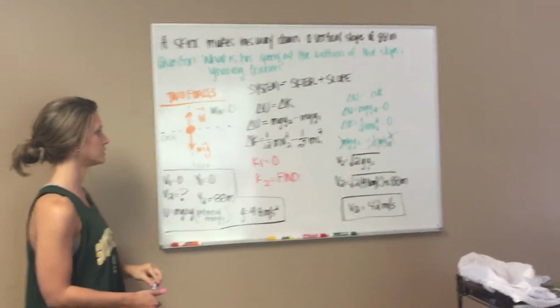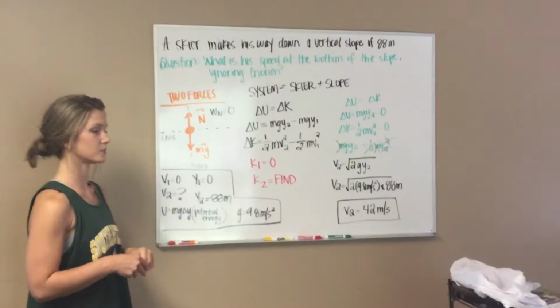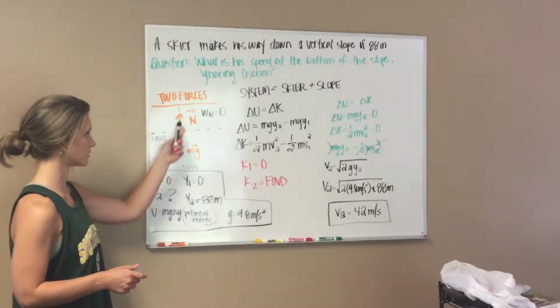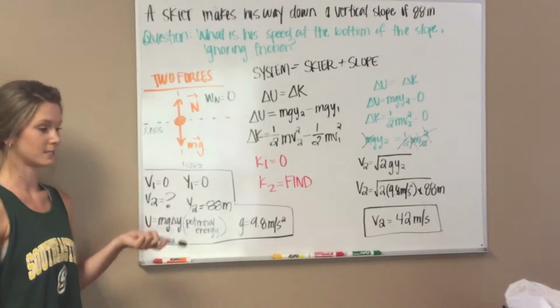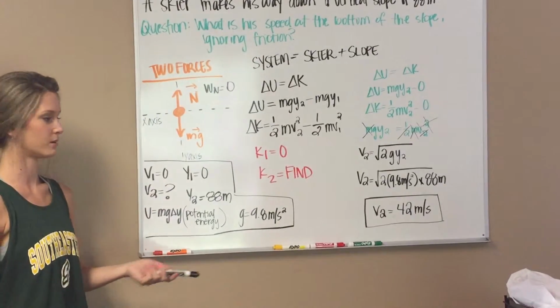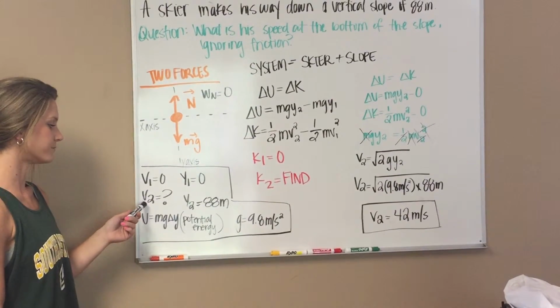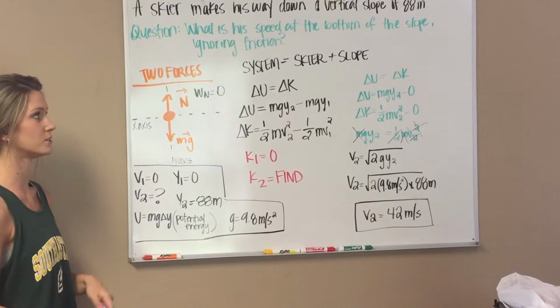We have two forces, the normal force and gravity. The work done by the normal force is going to be 0 because it's perpendicular to the surface. We know our initial velocity is 0 because he hasn't moved yet. And we also know that our initial y position is 0. We want to find our final velocity, and our second y position is 88 meters at the bottom of the slope.